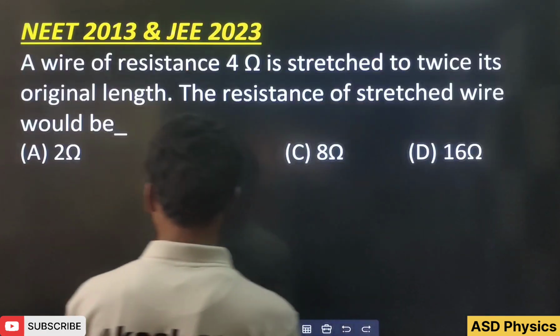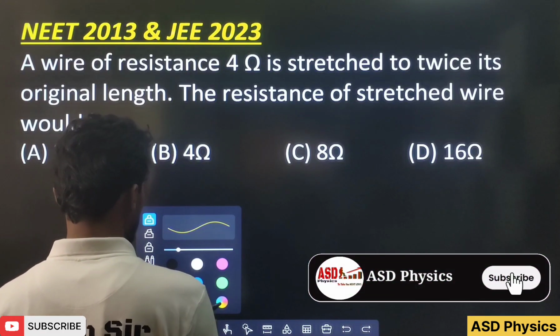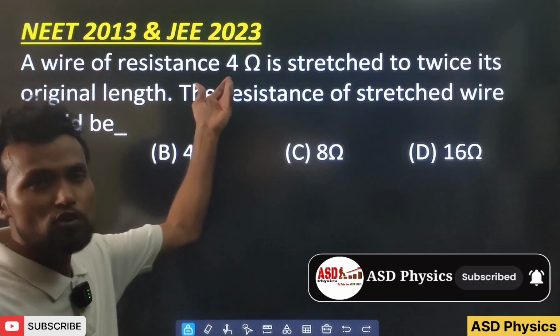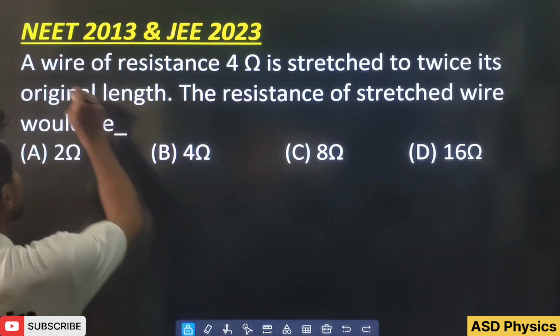Now students, after that we are going to see one question. This question came in NEET 2013, and the same concept came in JEE also. So see the question.